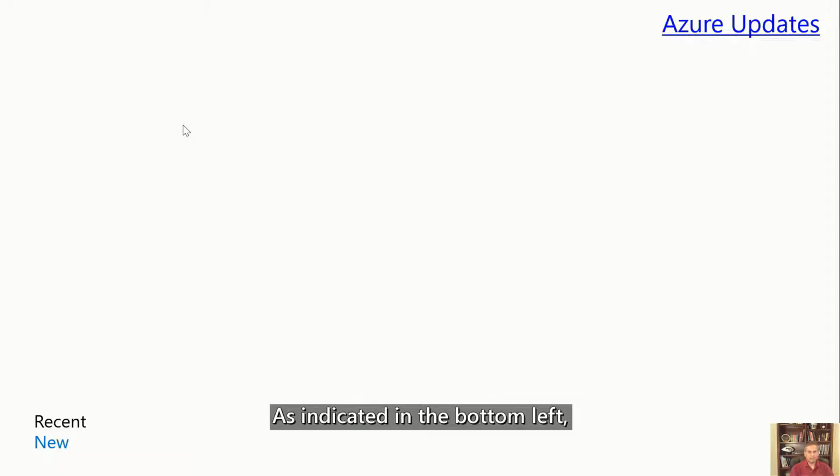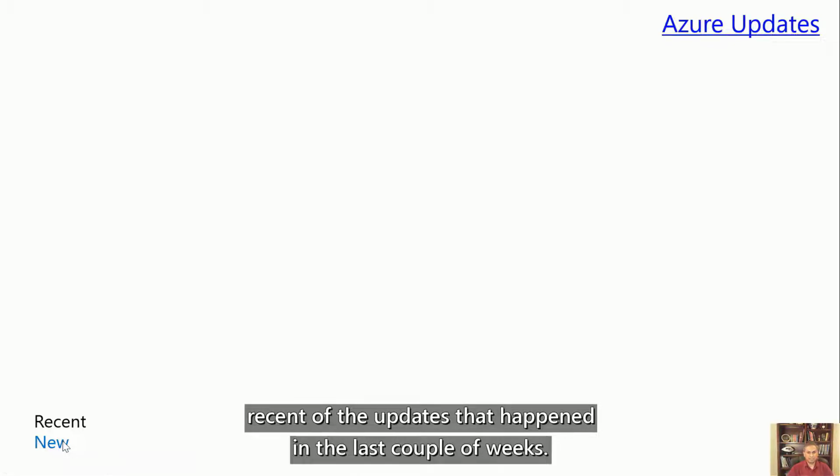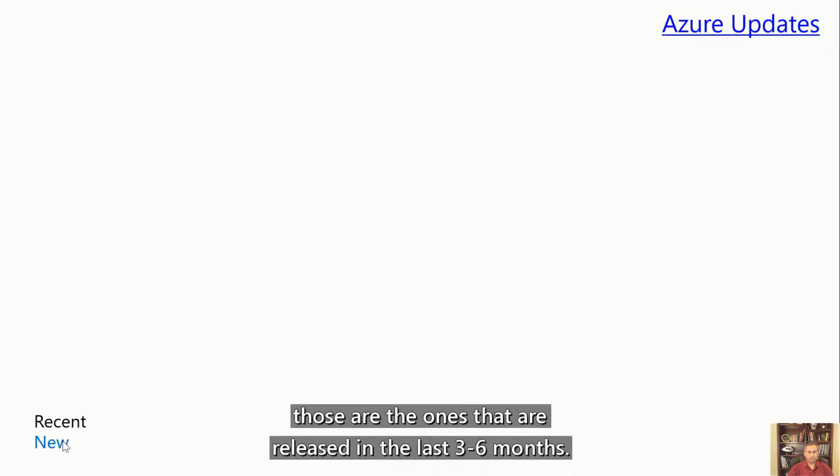If you see, as indicated in the bottom left, anything highlighted in blue, those are the most recent of the updates that happened in the last couple of weeks. If you see anything in black, those are the ones that were released in the last 3 to 6 months. So this is a good summary for you.